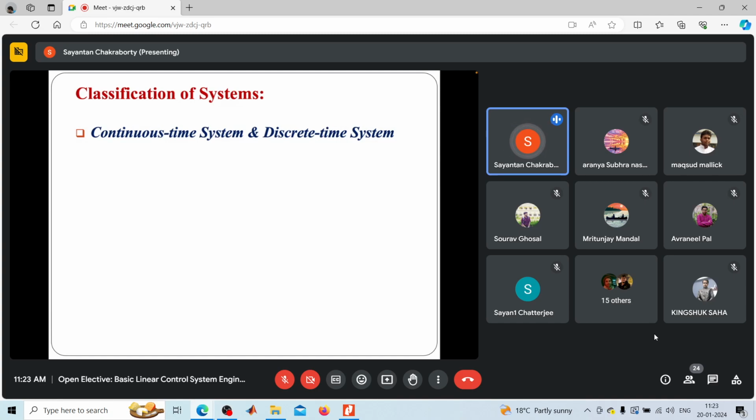On the contrary, in a discrete time system, the system is excited only at discrete intervals of time, and the system generates the output signals at discrete intervals of time. So there is a clear distinction between a continuous time system and a discrete time system. We will go into details about that.